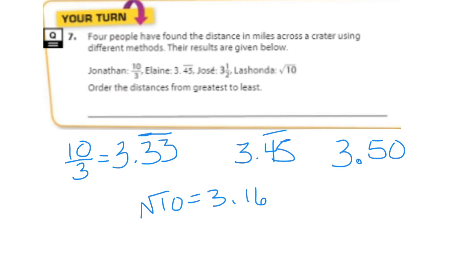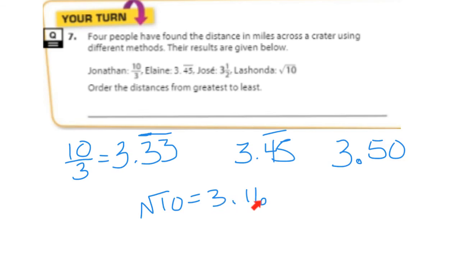Okay, so what I did here is I took 10 thirds and I just divided 10 by 3. That gives me 3.33 repeating. Now you may wonder why I use 2 decimal places. Because this one has 2 decimal places, I'm going to use 2 decimal places for all my numbers. So 3 1/2, on the calculator it says 3.5, but I want 2 decimal places, so I added a 0. The square root of 10, I went to 2 decimal places.